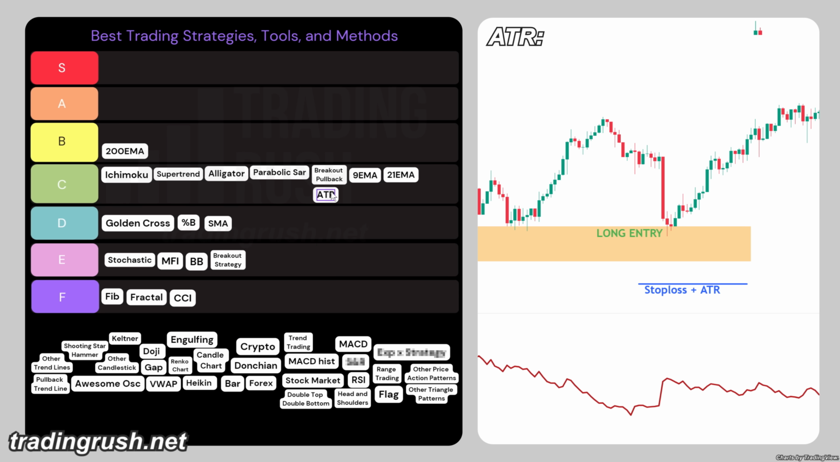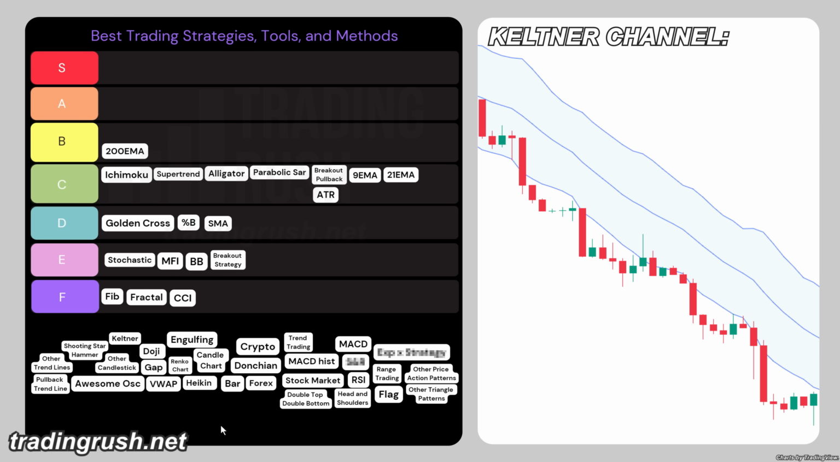I would put ATR in the C tier. I would have rated it higher, but once you gain enough experience, you can tell how far the stop loss should be on your own. The next one is the Keltner channel strategy.